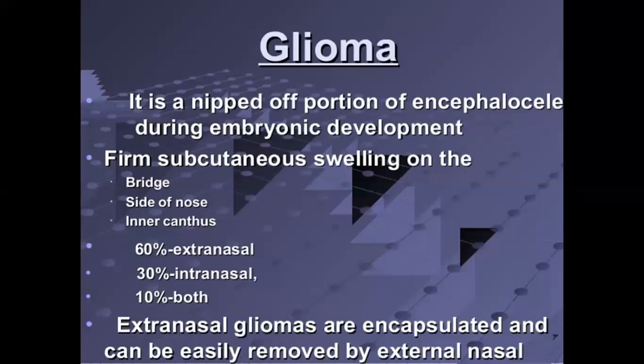Then glioma. It is a portion of the encephalocele that comes out during embryonic development. So there is subcutaneous swelling on the bridge of the nose, it can be on the side of the nose, and it can be at the medial canthus of the eye. 60% of these gliomas are extranasal, outside the nose. Within the nasal cavity, inside, 30%, and 10% both, inside and outside.